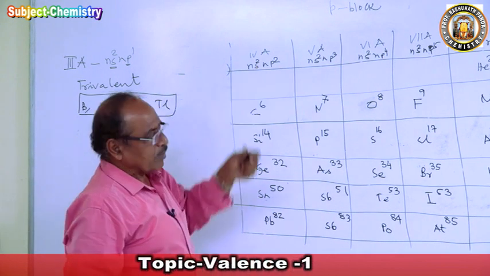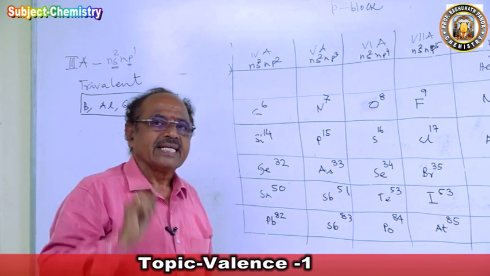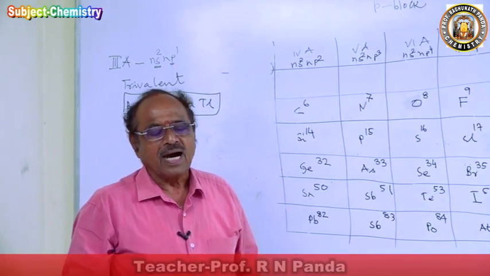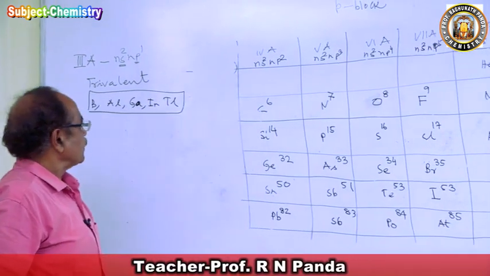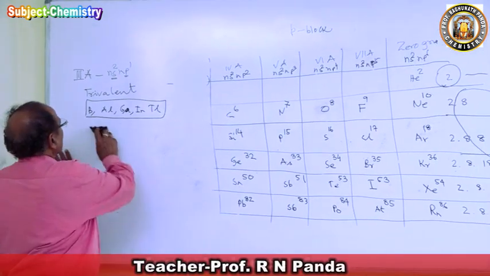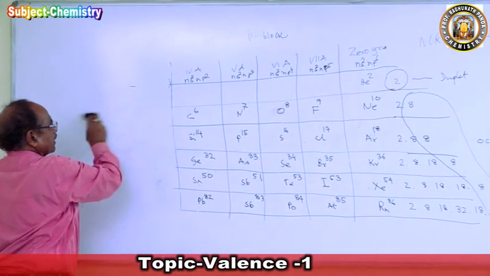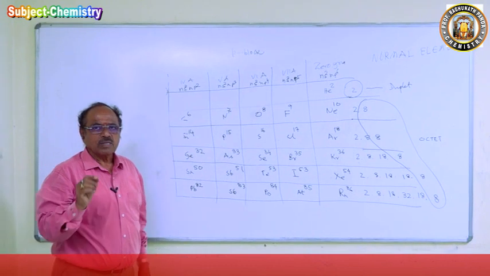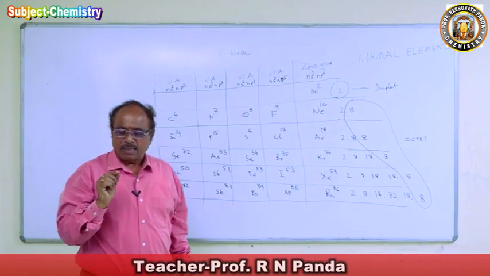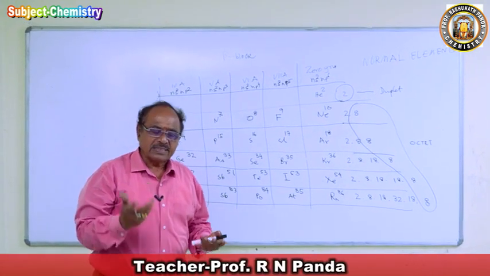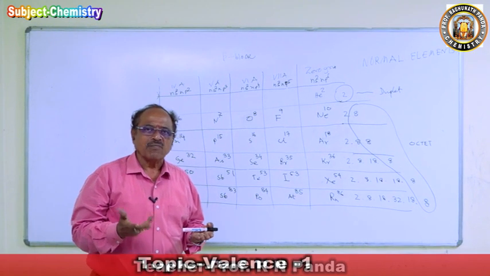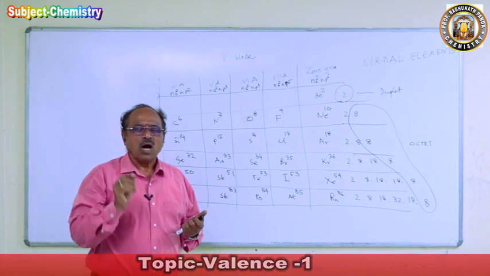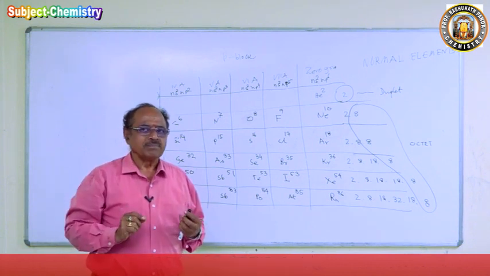What I told you: the group number indicates the number of electrons present in the outermost cell. So what will be their valency? 4. Normal valency will be 4. So what is the definition I told you? The valency of the atom of an element is equal to the group number or 8 minus the group number.